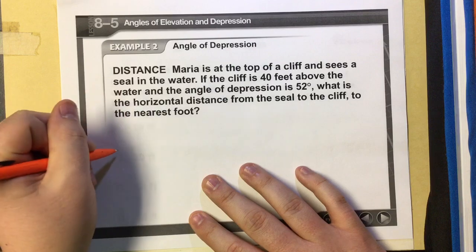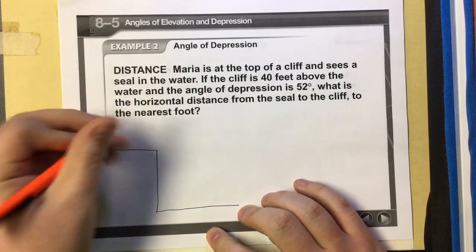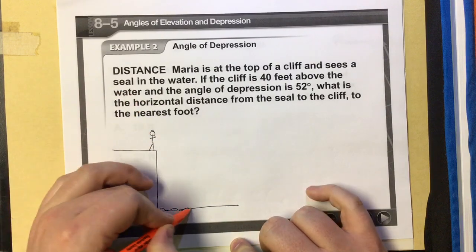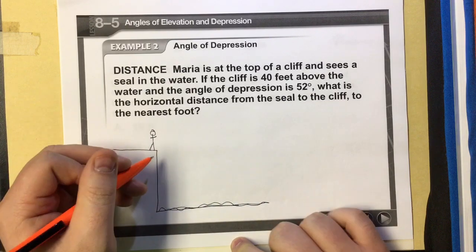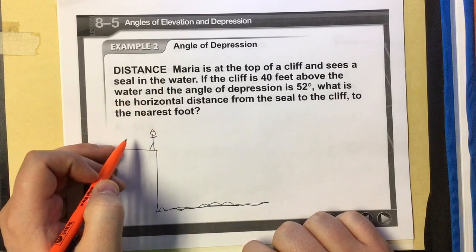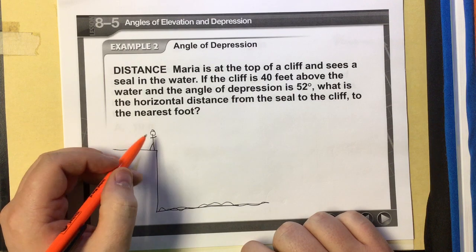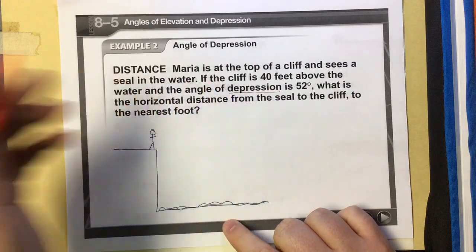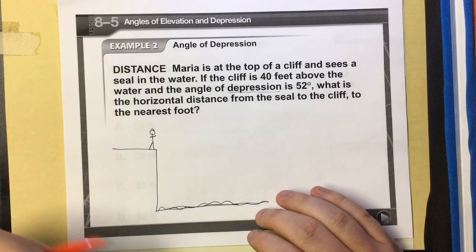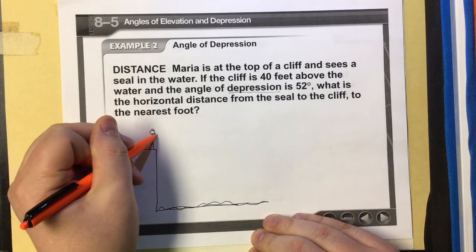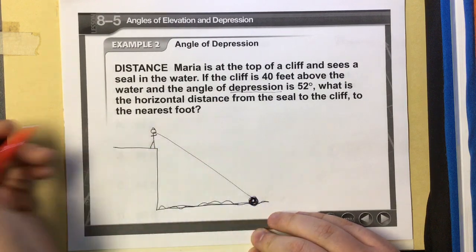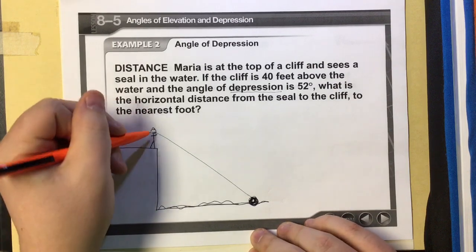Okay, here we go. It says Maria's at the top of a cliff. Here's a cliff. Here's a person at the top of it. Sees a seal in the water, so I guess there's water over here. If the cliff is 40 feet above the water and the angle of depression, this is the first time we've done depression, all that depression means is going downward rather than upward. So she's going to be looking down and sees a seal right here. It's a very cute seal. Well drawn.